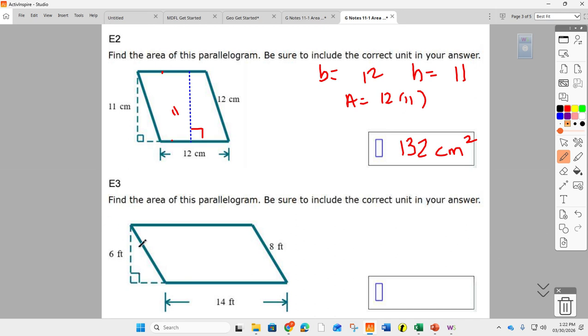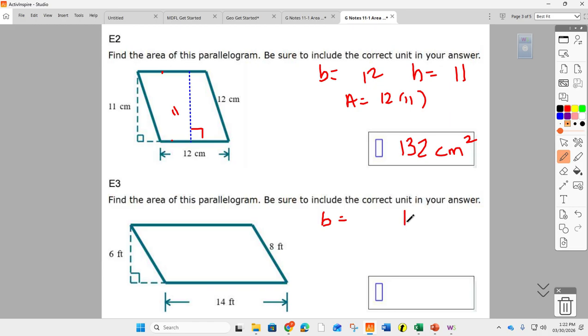So is the dotted line part of the parallelogram? It is not. The parallelogram has 4 sides, right? Opposite sides are parallel and congruent. The height is not a visible part of that parallelogram.